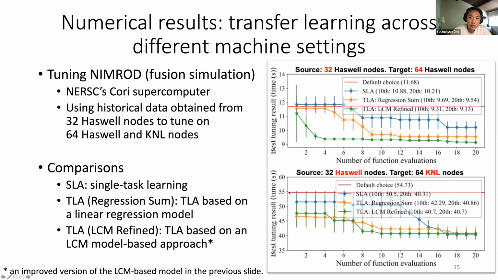And the plot is a little bit different here. The x-axis represents the number of function evaluations, and the y-axis represents the best tuning result, depending on the number of evaluations. And since the tuning result represents the runtime of the application, the lower is the better. There are two different transfer learning approaches here, because our GPTune framework supports several different methodologies. But you can definitely see that the transfer learning approaches can significantly improve the tuning quality compared to the single task learning.